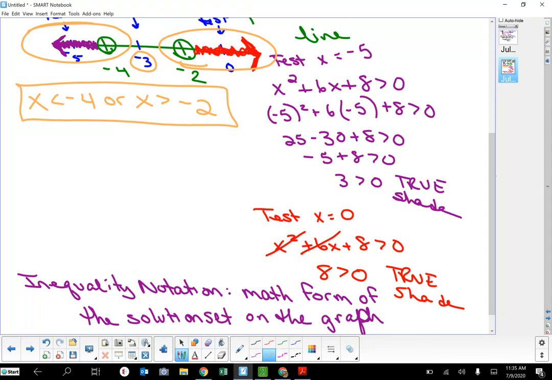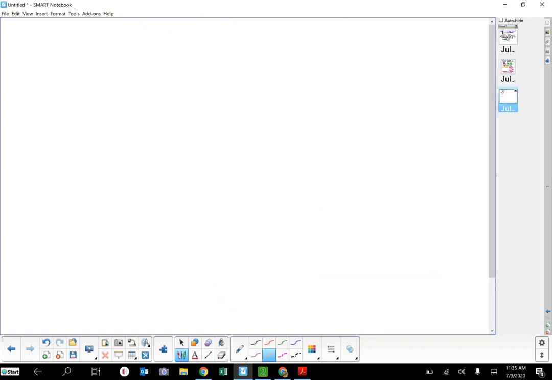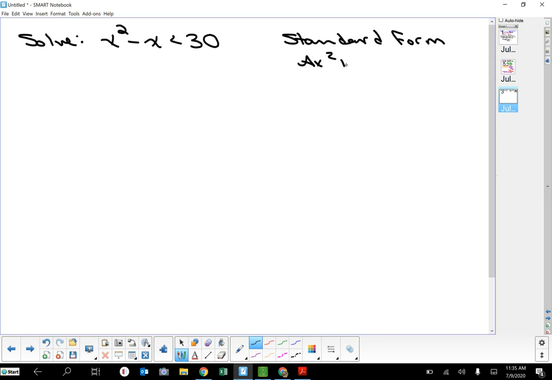Let's just do another couple problems just to see how this might look if you do a different type of problem. So let's solve x squared minus x is less than 30. Now, make sure that this is in standard form before you begin, which means it's got to be equal to 0, or less than or greater than 0. So we need to move the 30 over, making it negative. So we have x squared minus x minus 30 is less than 0.